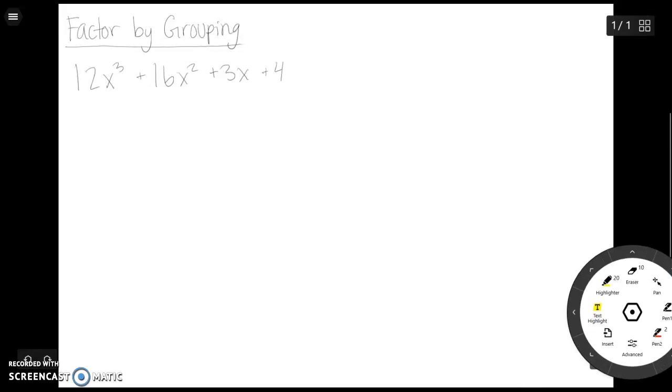So what I'm going to do is first I'm going to change my pen color. Then I'm going to group this big polynomial into 2 smaller polynomials. And then I'm just going to deal with each of these smaller polynomials by themselves. So looking at this first set of parentheses, if I wanted to factor that, I would factor out the greatest common factor. And the greatest common factor here is a 4x squared. So I have 4x squared times 3x plus 4.